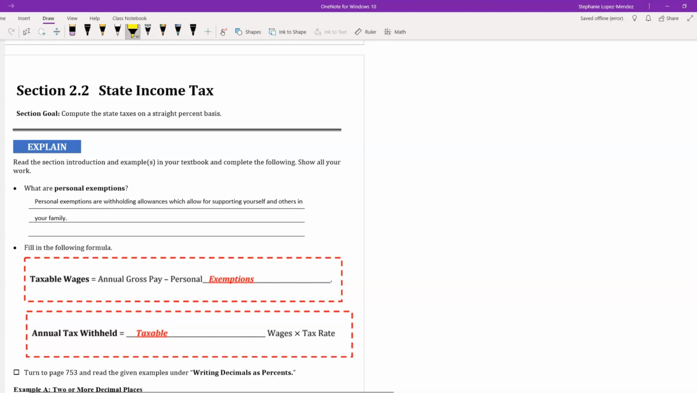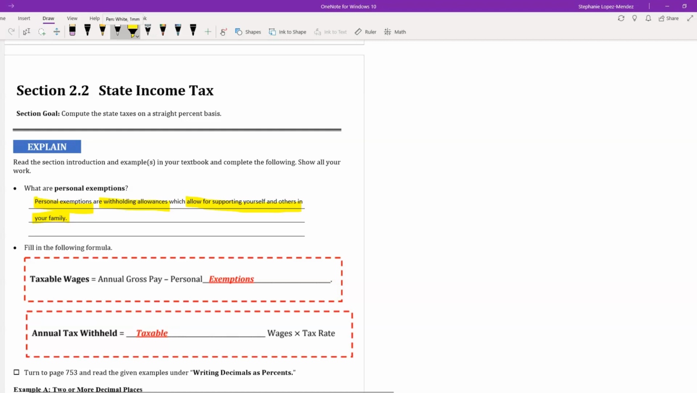This is section 2.2, state income tax. So what are personal exemptions? Personal exemptions are also called withholding allowances. They allow for supporting yourself and others in your family.